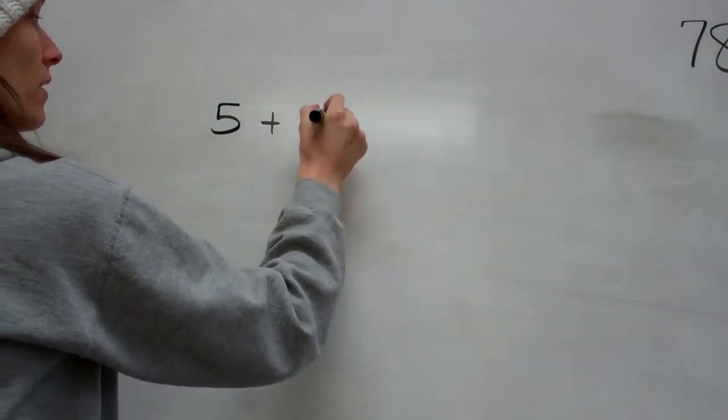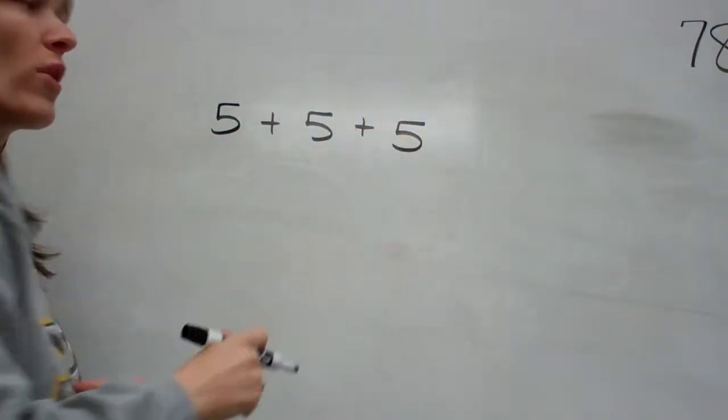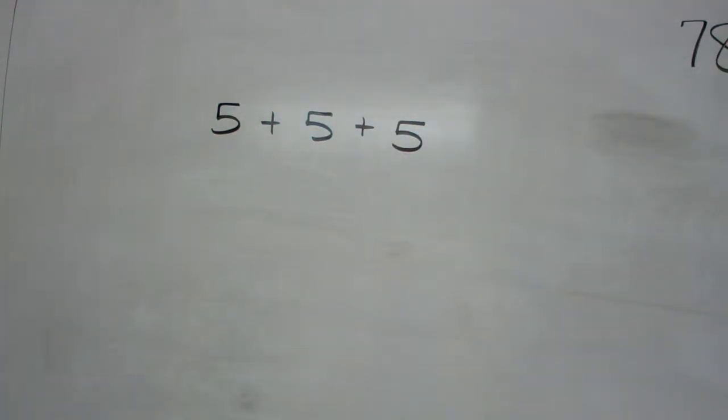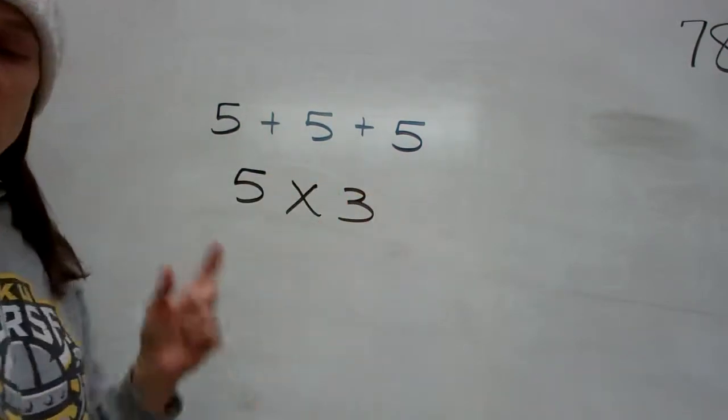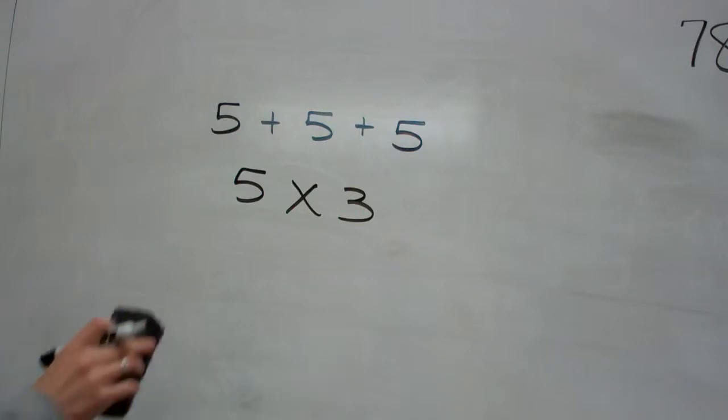This is lesson 78, and it's on exponents and powers. So far you've learned this. What is another way to write that? 5 times 3. Very good. But now you're going to learn something different today.